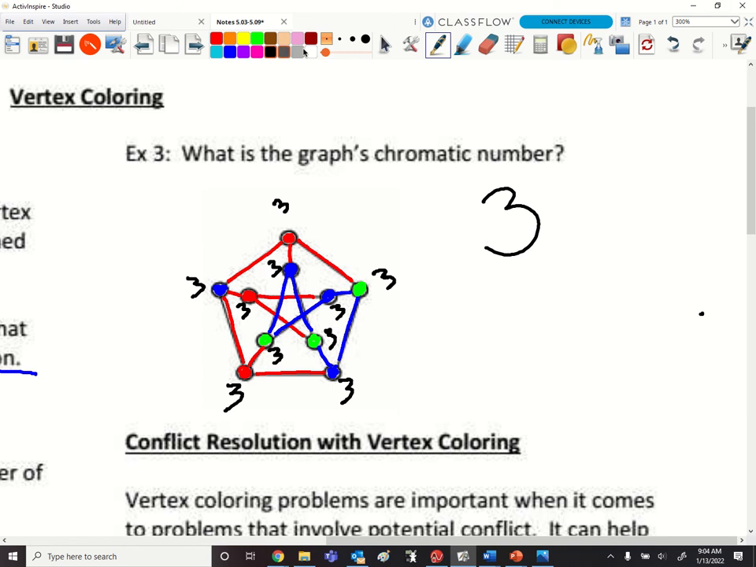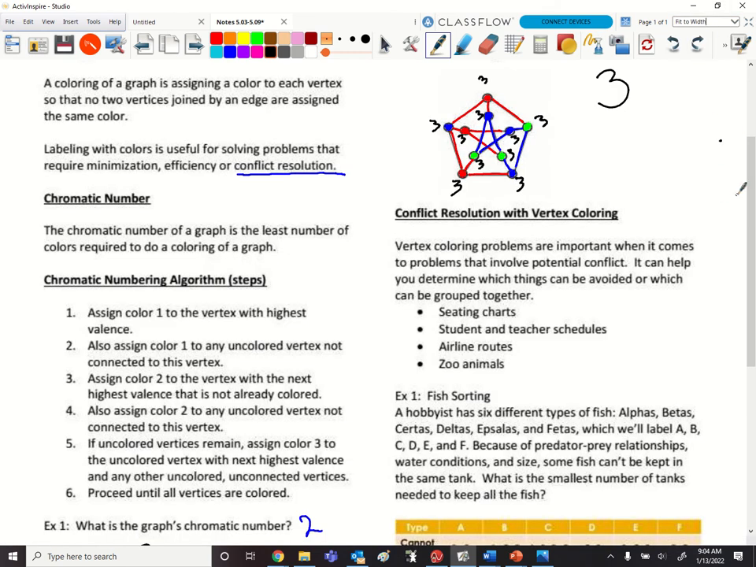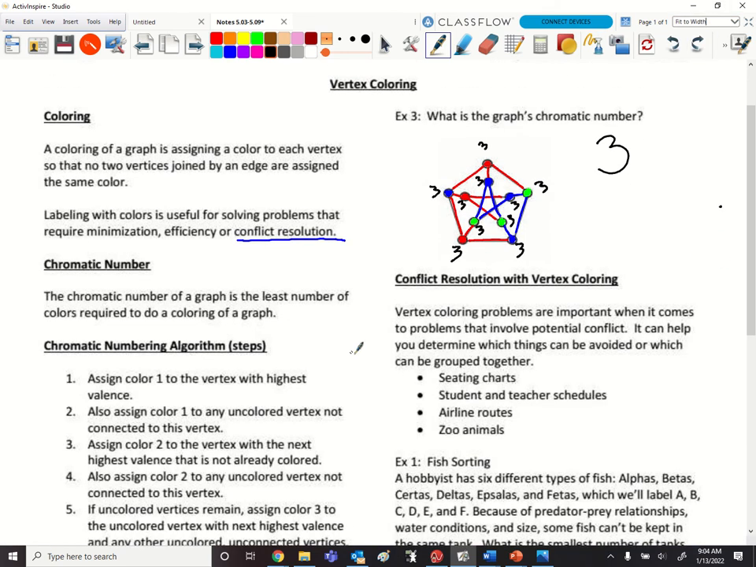And let me bring this back again. And right here it says vertex coloring problems are important when it comes to problems that involve potential conflict. It can help you determine which things can be avoided or which can be grouped together. Seating charts. Exactly. Student and teacher schedules, airline routes, and zoo animals.